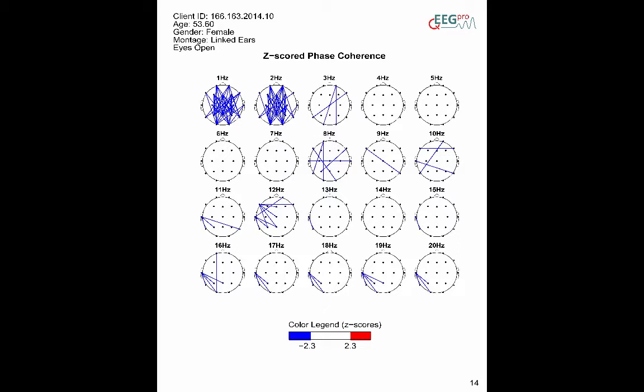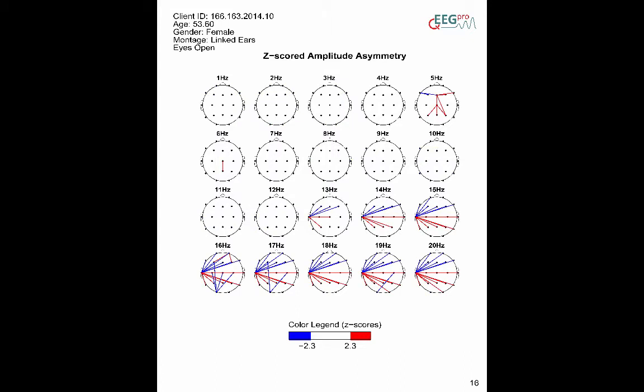Phase coherence is the most well-known measure of communication between brain areas in EEG recordings and has been studied extensively in scientific research. Even though amplitude asymmetry is not so much a measure of connectivity as phase lag or phase coherence, it does give insight in the relationship between electrodes in terms of power.